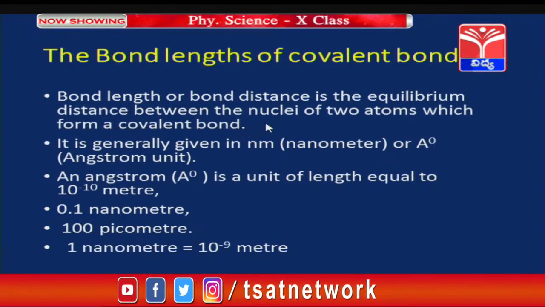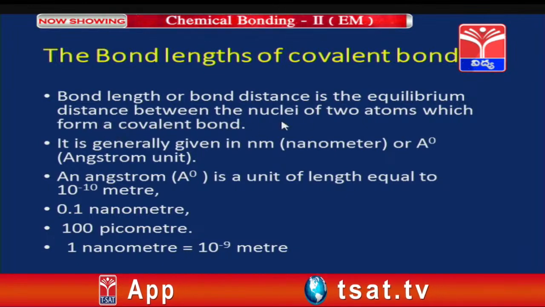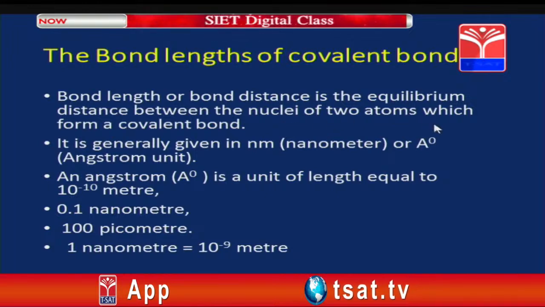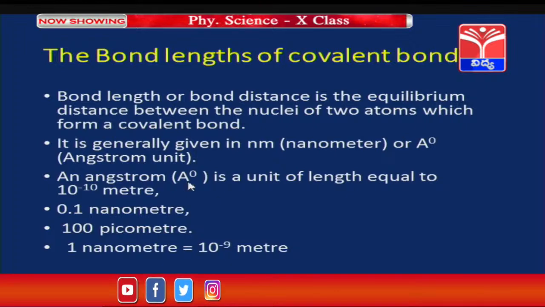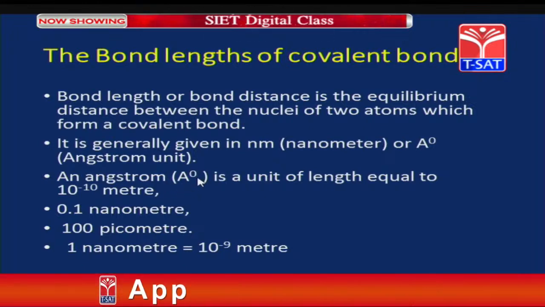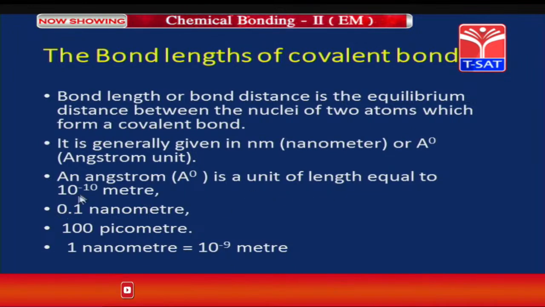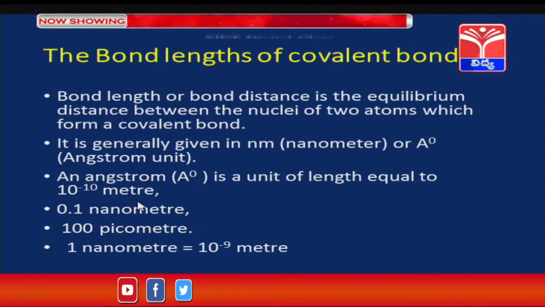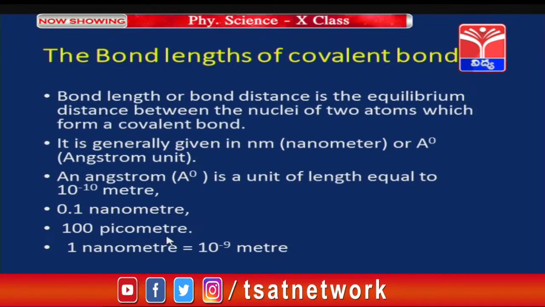Bond length is also called bond distance. It is nothing but the equilibrium distance between the nuclei of two atoms bonded by a covalent bond. How is it measured? It is measured in terms of nanometers or angstrom units. Angstrom is written as A with a degree sign. Here 1 angstrom means 10 to the power minus 8 centimeters or 10 to the power minus 10 meters. It is also 0.1 nanometer or 100 picometers.